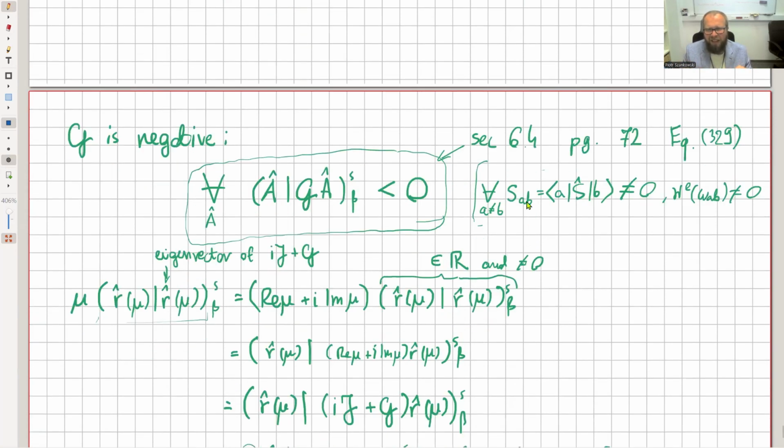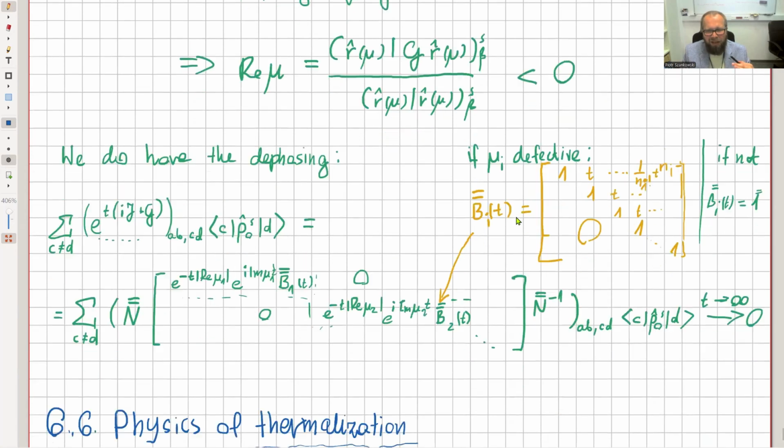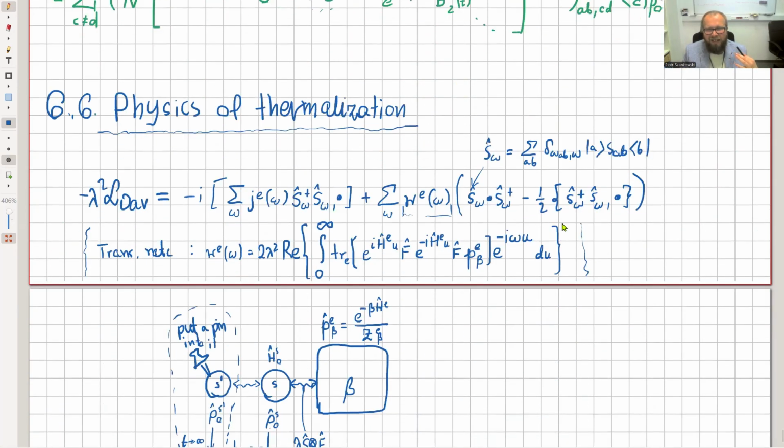So I would say that the coupling is not the pathogen, not the thing that causes the system to thermalize, but it is surely a part of how the system is resistant or susceptible to the infection, to the pathogen.